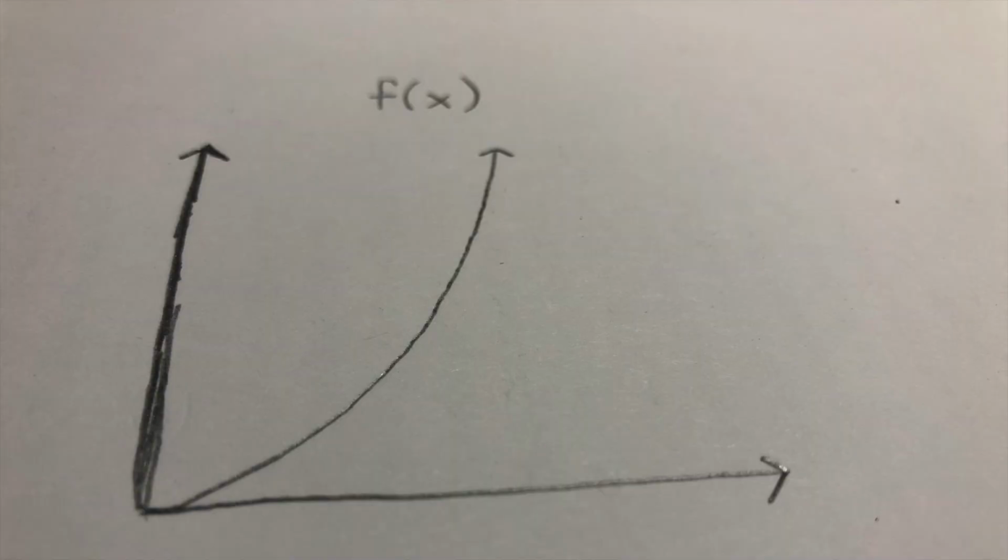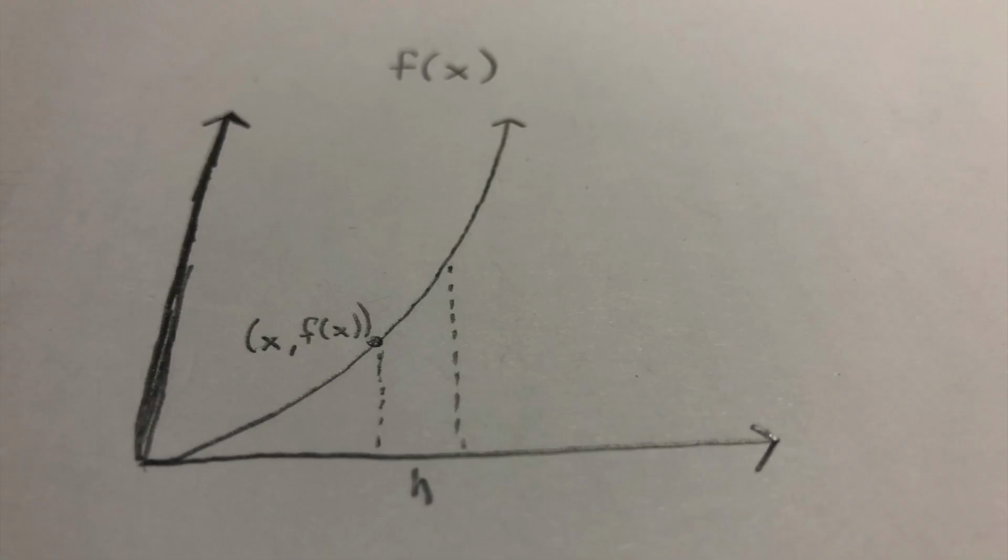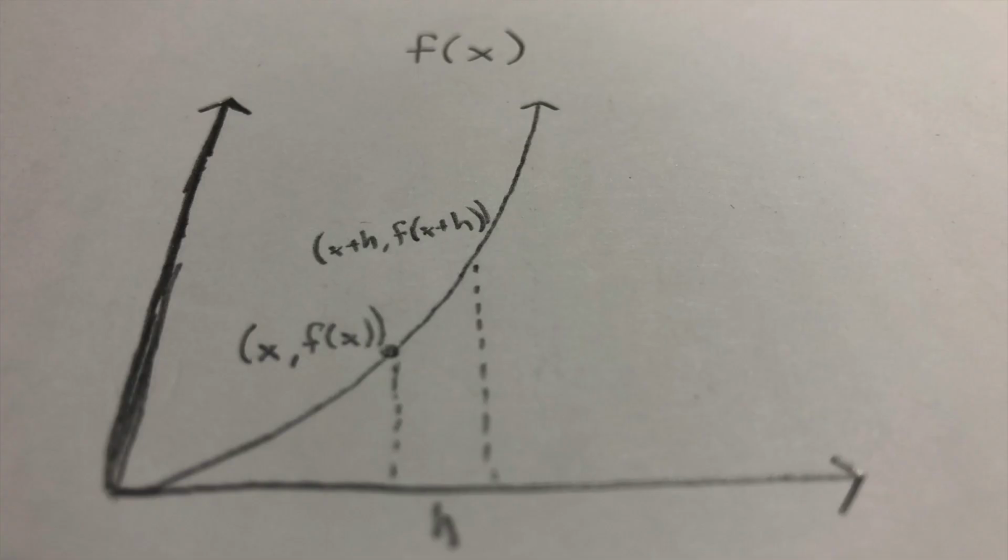But wait a minute. How do you find the slope of a point? Don't you need 2 points? No worries, we'll just make up a point. It'll make sense later. Let's call this whole function f of x. The point whose slope you're trying to find is at x, comma f of x. The point we are making up will be h away from x. Thus, the point we are making up is at x plus h, comma f of x plus h.